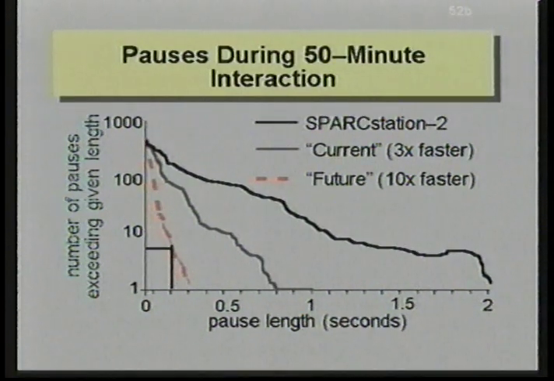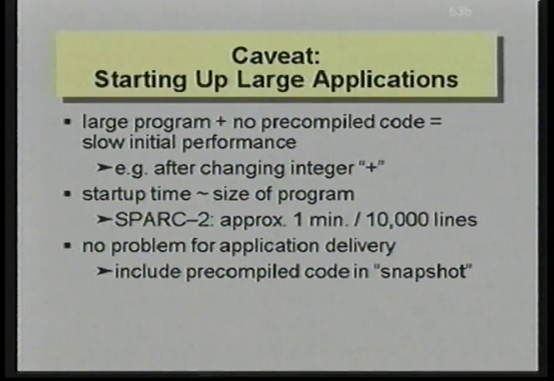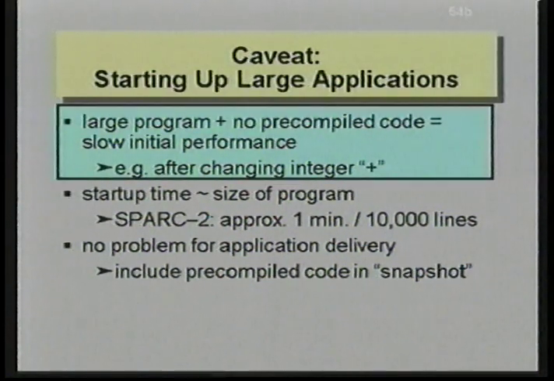Now, I say almost because there's still one place where you can notice the effect of compilation, and that is when starting up large applications. If you start up a large application with no precompiled code, the system takes a while until it gets up to speed, until it has recompiled the hotspots of your application, and until you reach normal levels of performance.